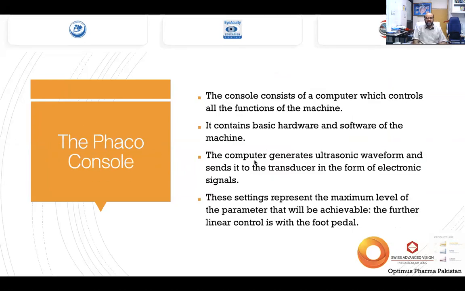So we were on this Phaco console. The console consists of a computer which controls all the functions of the machine. It contains hardware and software. The computer generates an ultrasonic waveform through an electrical wire which is connected to the Phaco handpiece. So the settings can all be configured on the console of the machine, and they show the maximum output which can be achieved through these particular settings.